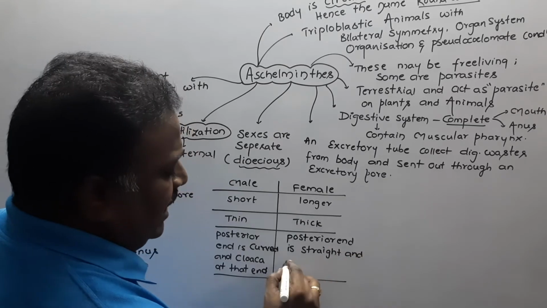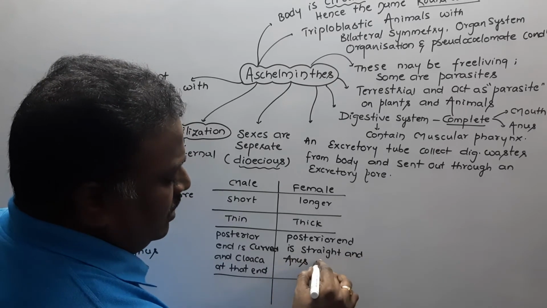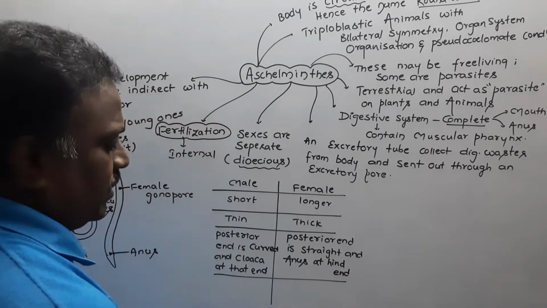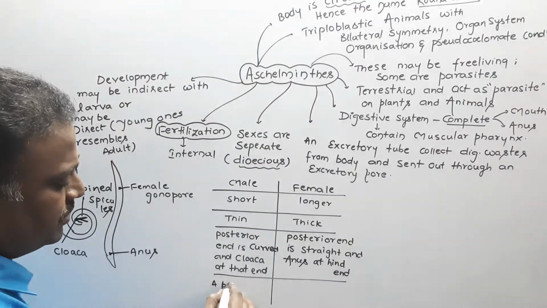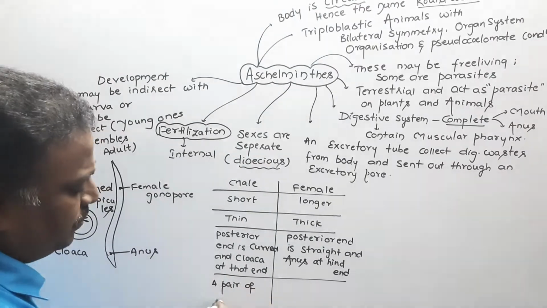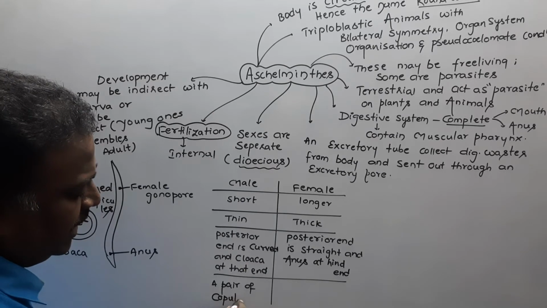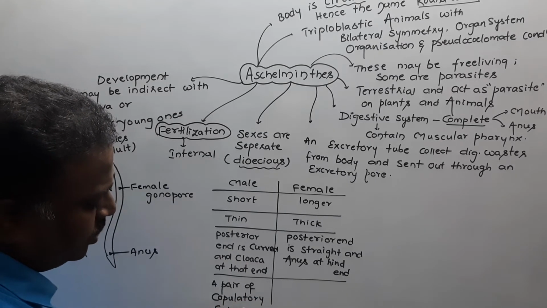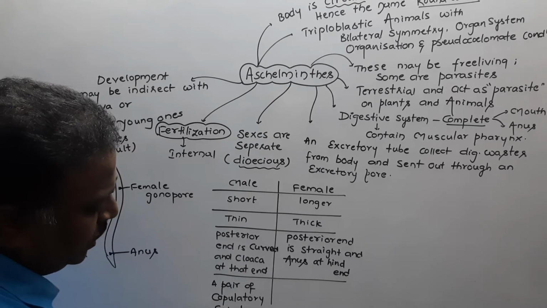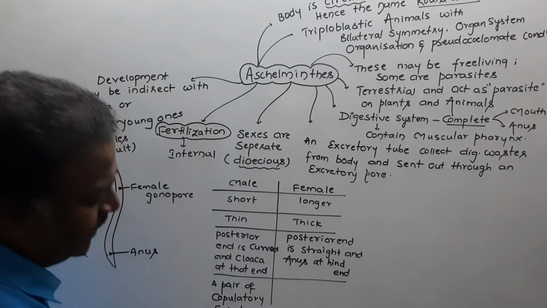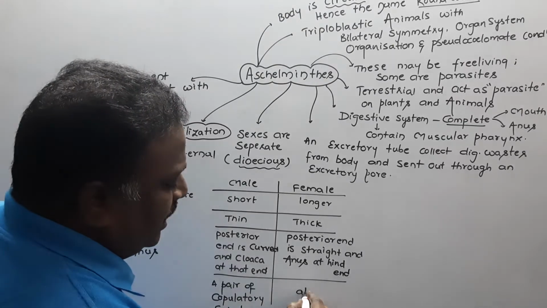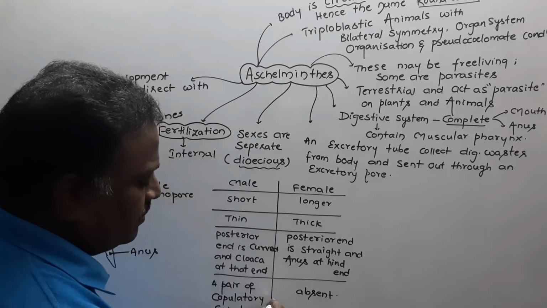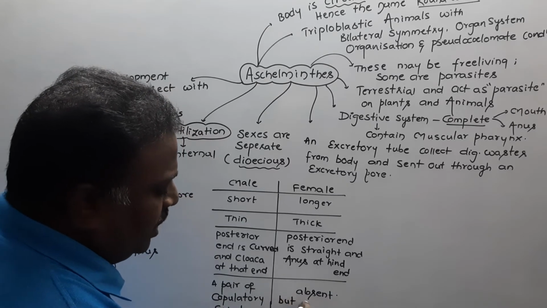Straight, and the anus at the hind end. The meaning of hind end is posterior end. And a pair of penial spicules, also called copulatory spicules, is present at the cloacal end in males, and here in the female they are absent.